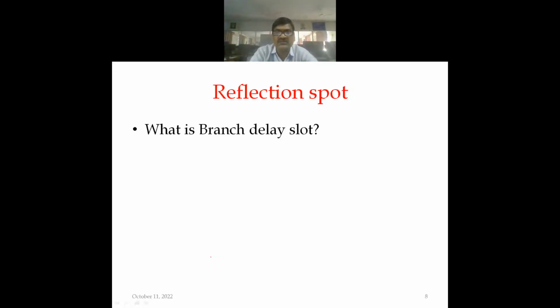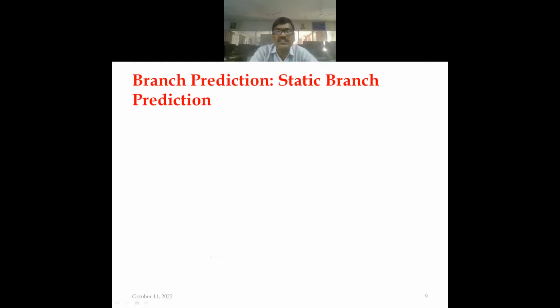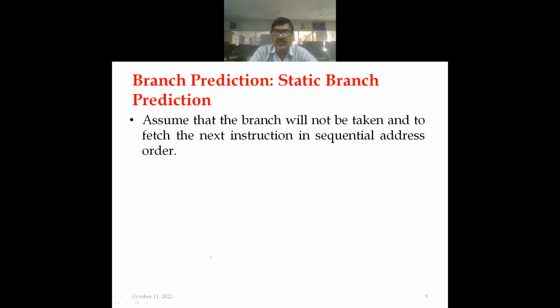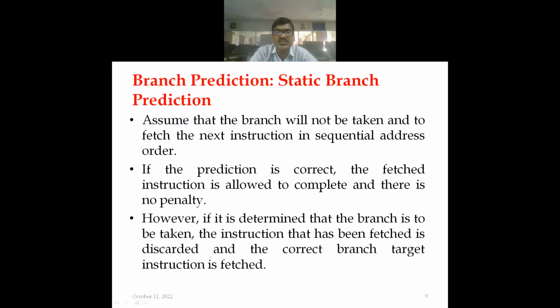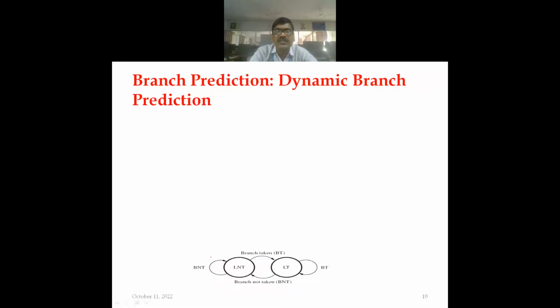Now the reflection spot is: what is the branch delay slot? Then branch prediction. We have two different types of techniques for branch prediction: static branch prediction and dynamic branch prediction. We will see static branch prediction first. Assume that the branch will not be taken and fetch the next instruction in sequential address order. If the prediction is correct, the fetched instruction is allowed to complete and there is no penalty. However, if it is determined that the branch is to be taken, the instruction that has been fetched is discarded and the correct branch target instruction is fetched. Misprediction incurs the full branch penalty.